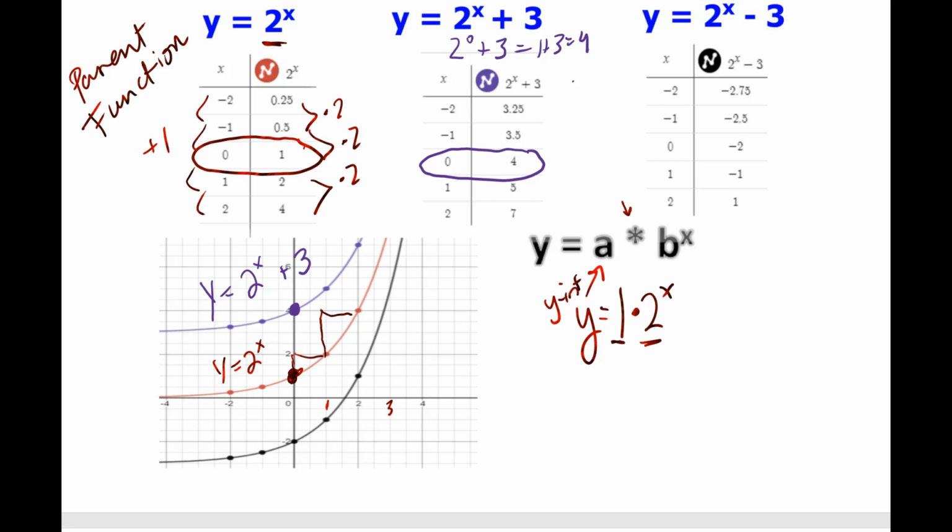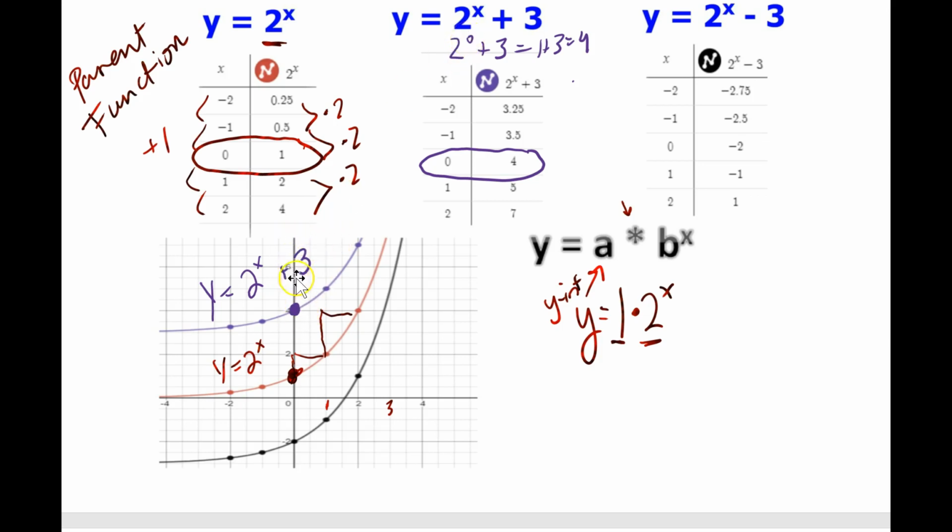Okay? And so what is this 3 doing? Well, according to the parent function right here, adding 3 seemed to shift the graph up 3. So that's 1, that's 2, that's 3. So adding 3 is shifting the graph up 3. But is 3 our y-intercept? No, it's not. It's important to know that 3 is not our y-intercept. 4 is our y-intercept because anything raised to the 0 power is 1.